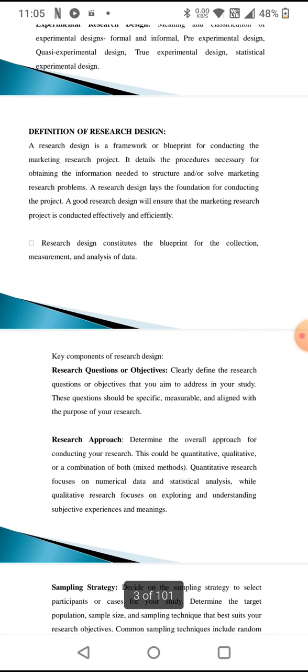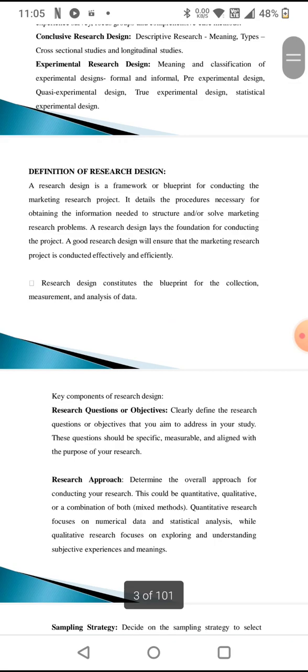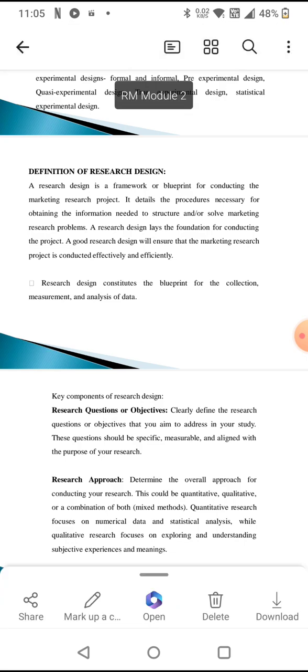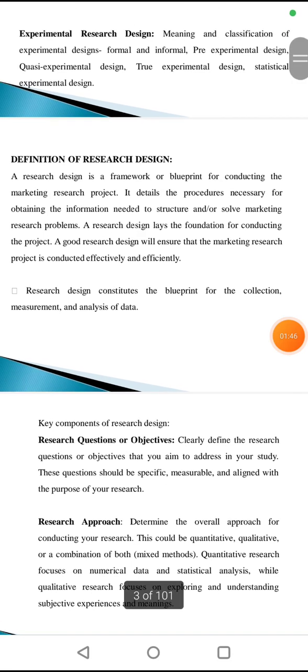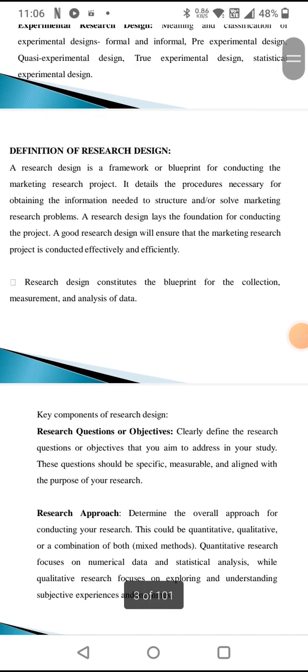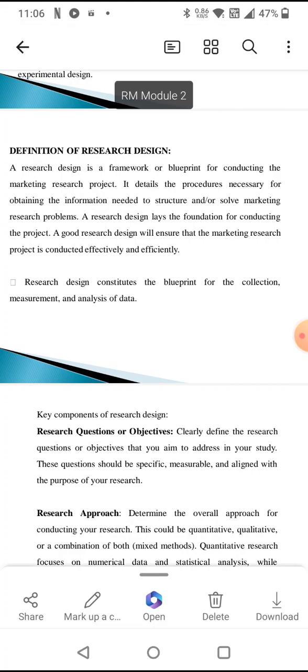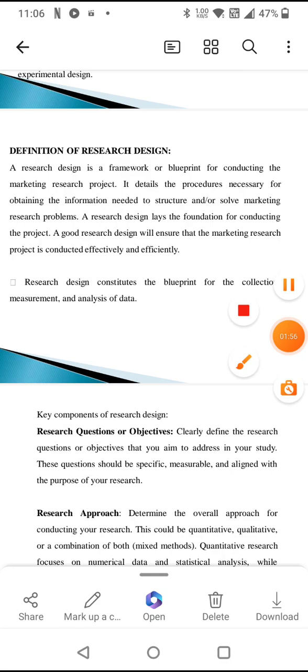So decisions regarding what, where, when and how much, by what means concerning an inquiry or a research study constitute a research design. So a research design is the arrangement of conditions for collection and analysis of data in a manner that aims to combine relevance to the research purpose with economy in procedure. Again, it is the arrangement of conditions for collection and analysis of the data in a manner that aims to combine relevant information for a research purpose.